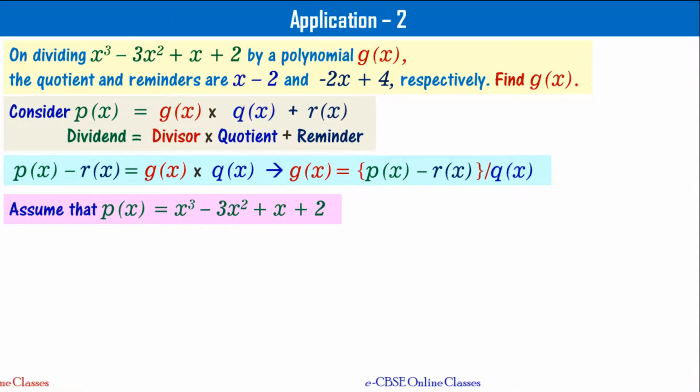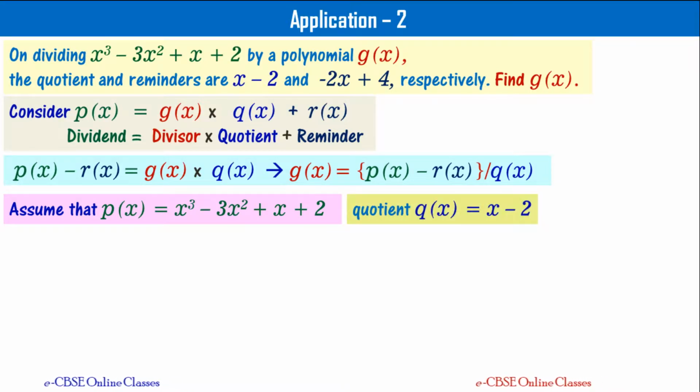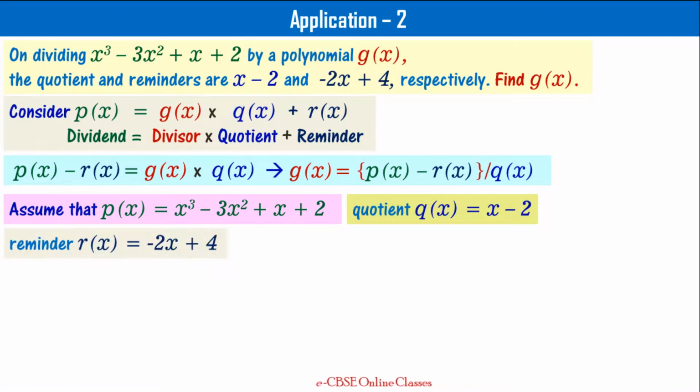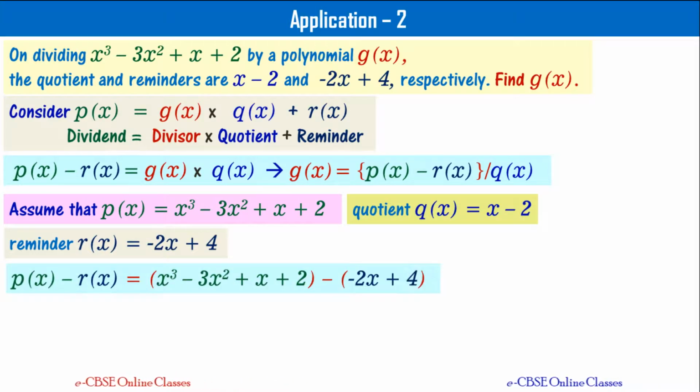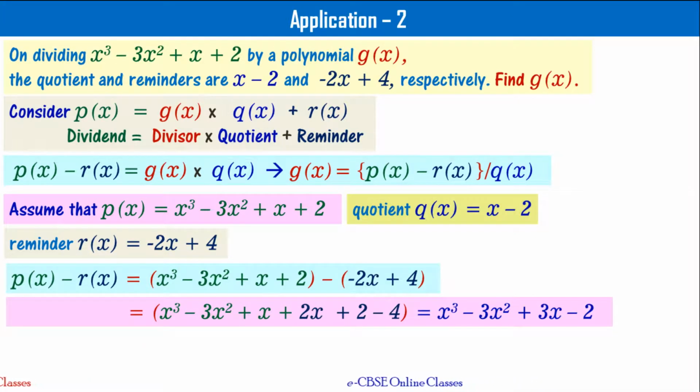Let's assume that p of x is equal to x cube minus 3x square plus x plus 2, which is the given polynomial, right? And the coefficient q of x is equal to x minus 2, it is given. And remainder r of x equal to minus 2x plus 4, right? Now, when you subtract r of x from p of x, what you get is the following. Once you simplify it, what you get is x cube minus 3x square plus 3x minus 2 as the answer.